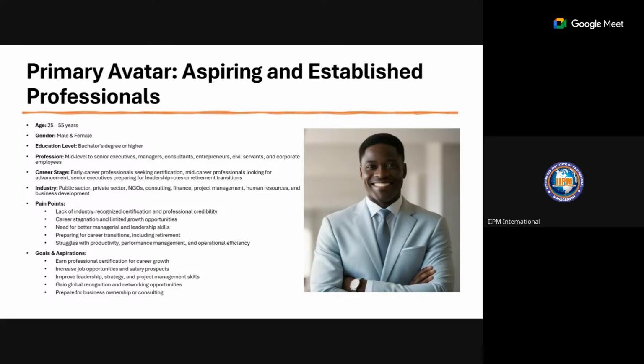Now, their profession is from mid-level to senior to managers to entrepreneurs to civil servants to corporate. Their career stage is where they are tilting towards going. You have entry career professionals seeking certification, mid-career professionals looking for advancement, senior executives preparing for leadership roles or retirement transitions. These are people we pay attention to.